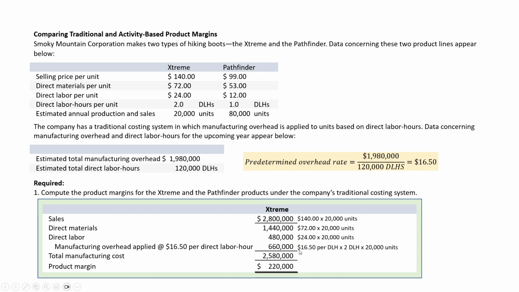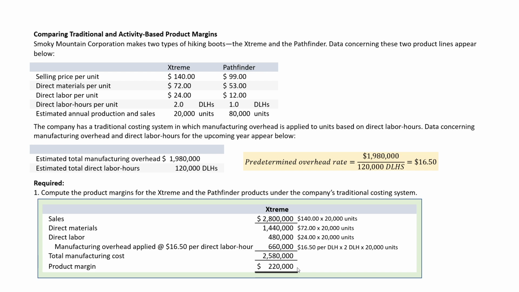Adding up the direct materials of $1,440,000, direct labor of $480,000, and manufacturing overhead of $660,000 gives us a total manufacturing cost of $2,580,000. Subtract that from the sales of $2,800,000, and that gives us an overall resulting product margin for Extreme of $220,000. That would be with our traditional system. Again, hopefully it shows you the process and you can calculate Pathfinder on your own.